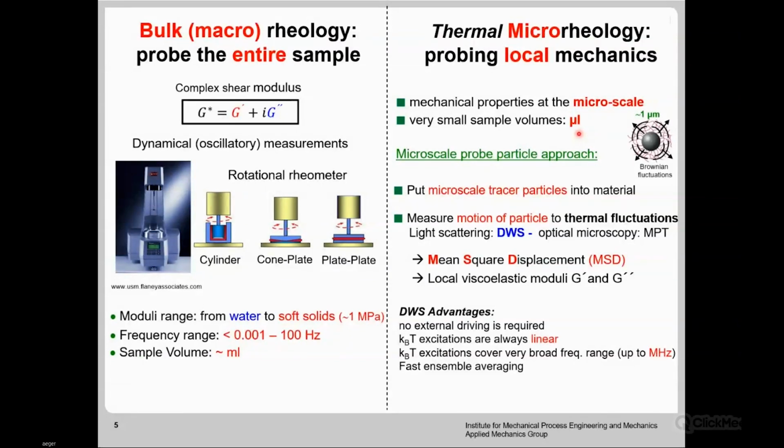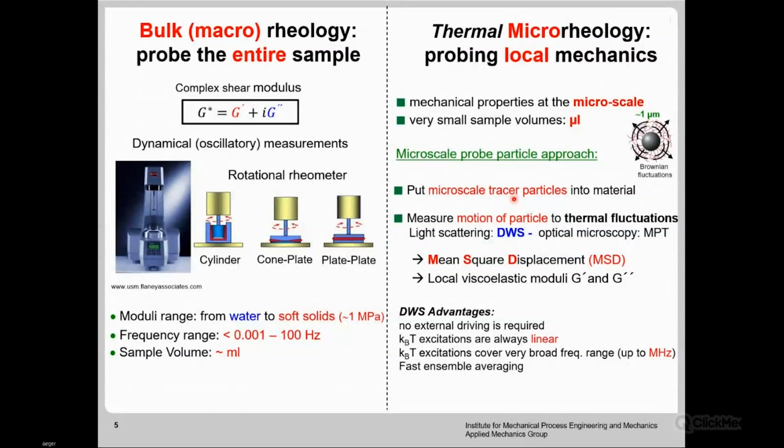And how does it work? What's the principle? Basically, it's called the microscale probe particle approach. What you have to do is put some microscale tracer particles into your material, and these particles will move due to thermal fluctuation. So they will have the so-called Brownian motion.